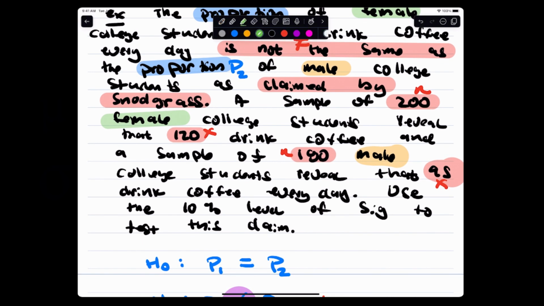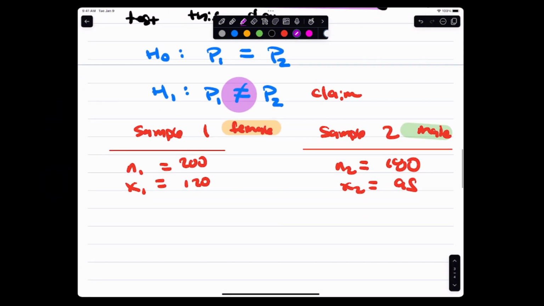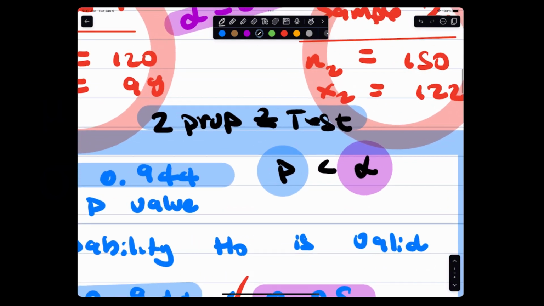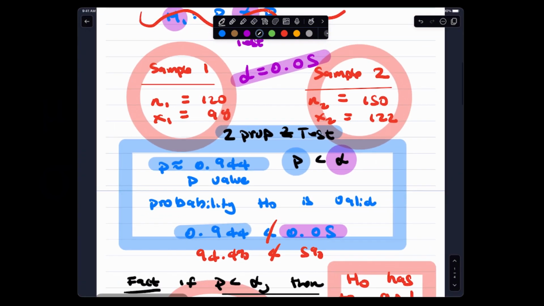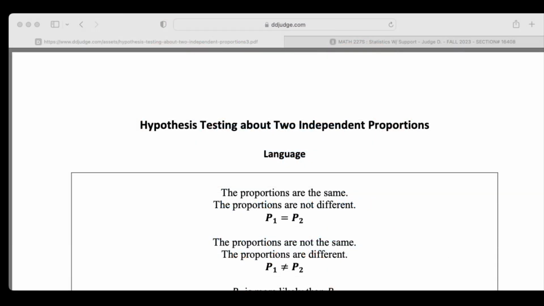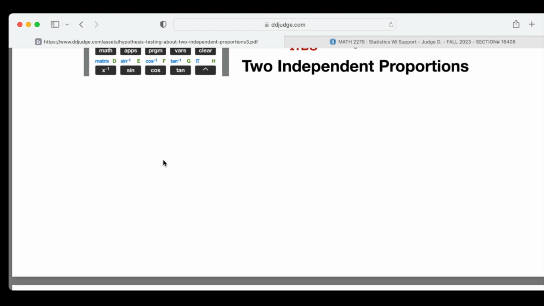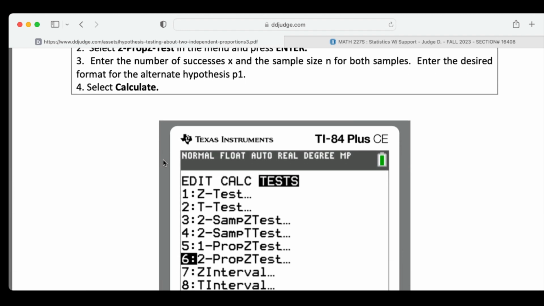What's your level of significance? 10%. So you're going to have alpha is 10%, .10. There's your alpha. What do you guys use in the calculator? It's 2 proportion what? A z-test. Isn't that what I have in that worksheet? In the notes, the $1 million notes, ladies and gentlemen. 2 proportion z-test.